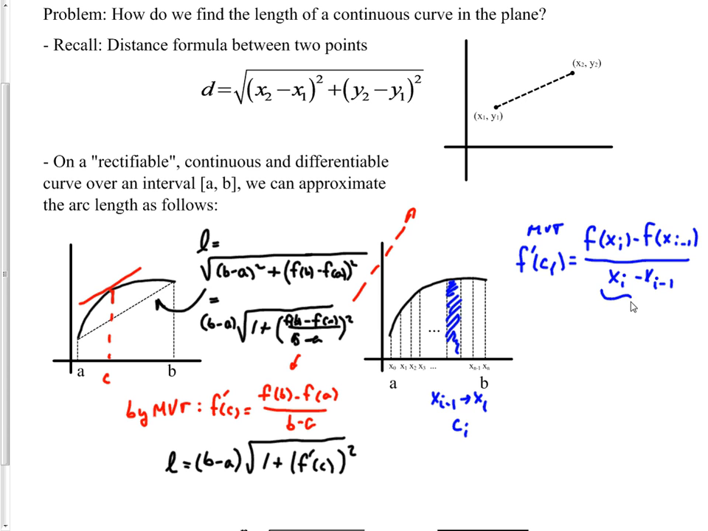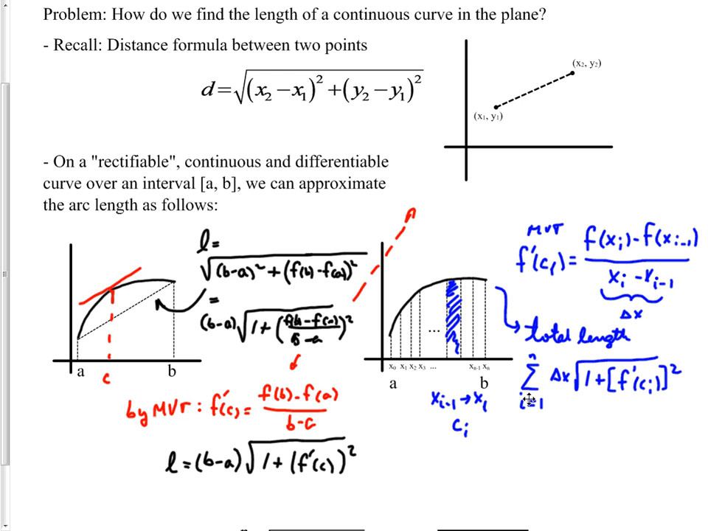And so if we call each of these changes delta x right here, what we can really say is that the total length of this curve will be the same as if we were to have taken the sum from i equals 1 to n of each delta x times the square root of 1 plus the derivative f prime for each point c sub i in that interval, squared, right? Based on what we just said about our mean value theorem, that must be true.